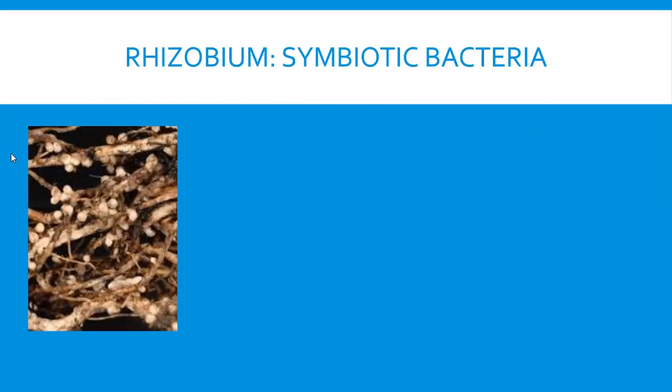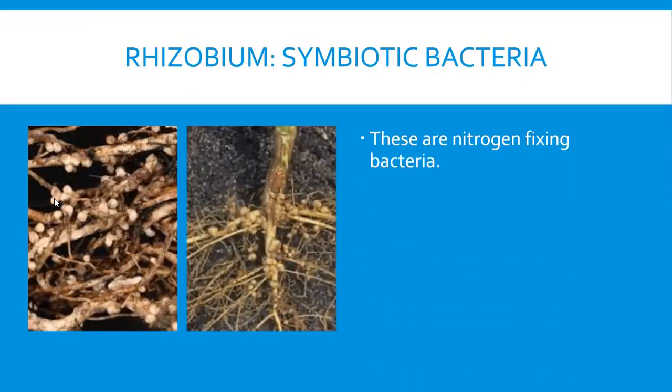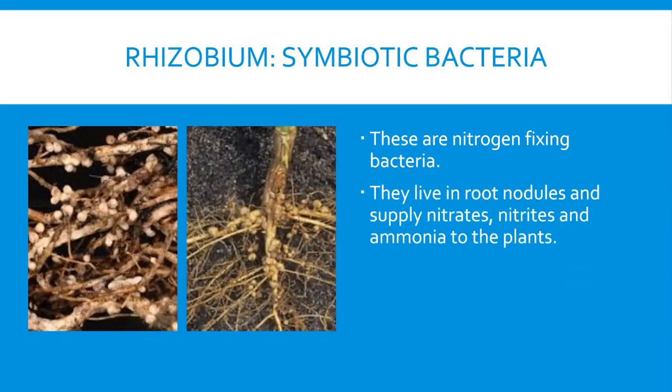The circular shapes that you see here are nodules. These are called rhizobium, and they are symbiotic bacteria. They are also called nitrogen fixing bacteria, and they live in nodules and supply nitrates, nitrites, and ammonia to the plant. As we all know, we also require certain nutrients to function.